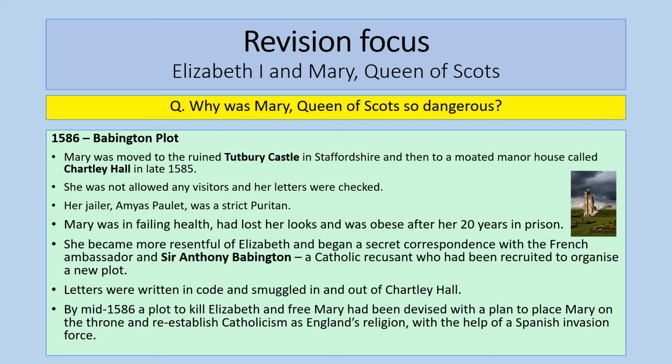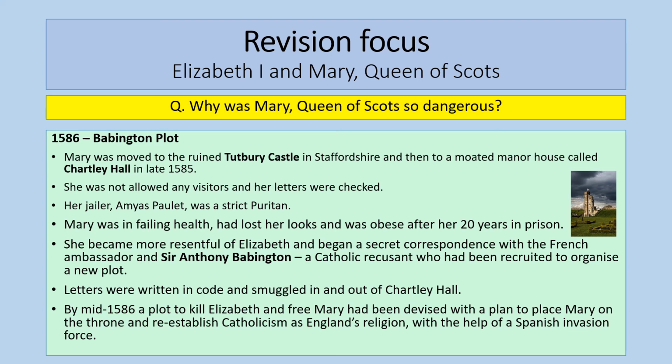Her letters are checked, and her jailer, who's called Amyas Paulet, is a strict Puritan, and you know she's basically been in prison now or house arrest for nearly 20 years. Mary's become a lot more angry at Elizabeth. She feels a little bit betrayed by Elizabeth's treatment of her, so she begins this secret correspondence with the French ambassador and a man called Sir Anthony Babington, who's a Catholic recusant, and he'd been recruited basically to organise a plot.